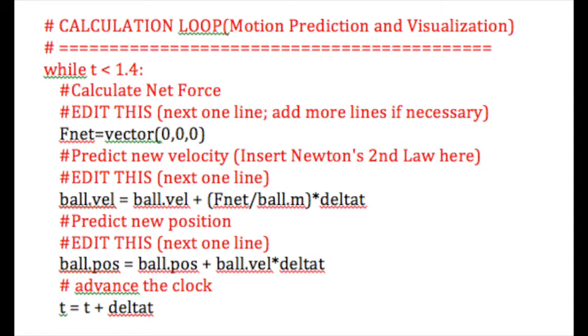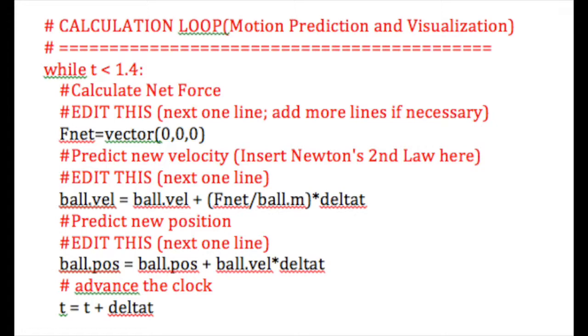The next part is where Newton's second law comes in. Fnet, or net force, is set equal to a vector of 0 because we know that constant velocity has 0 net force. The ball's velocity is set to equal ball.vel plus Fnet divided by ball.m times delta t. This is simply Newton's second law written in a way so that Visual Python will understand. The next line updates the ball's position with each change in time, and lastly, t equals t plus delta t is written so that t will be updated as well.